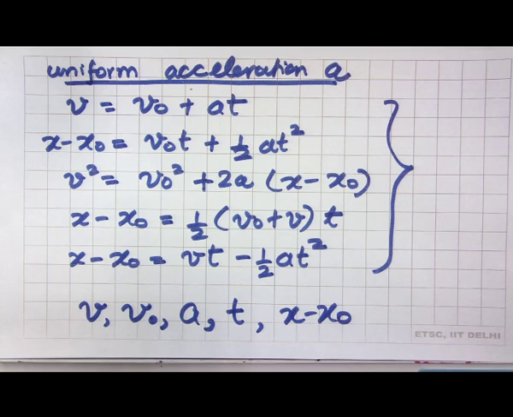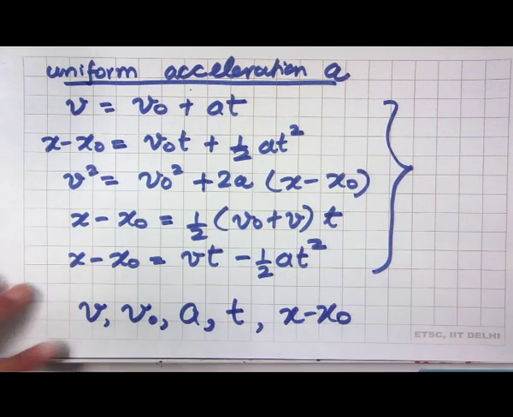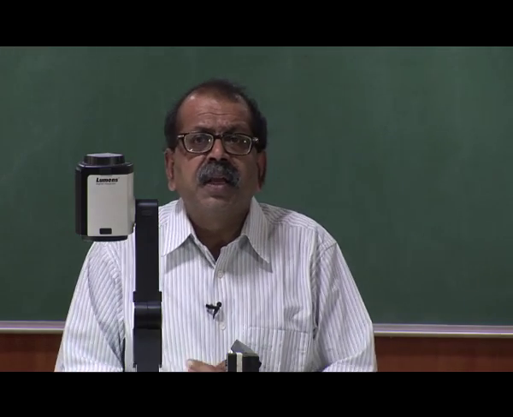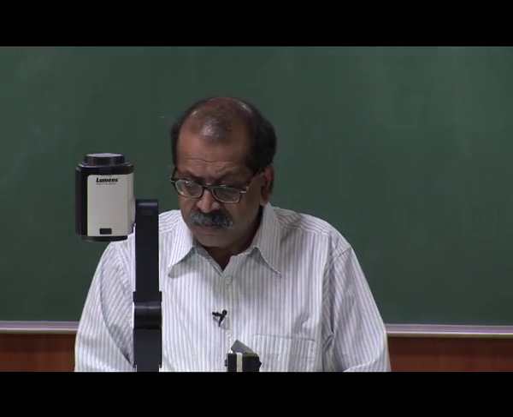And sometimes for the displacement, instead of x minus x0, you will find the symbol s being used, and so people remember these formulas: s is equal to v0 t plus half a t square. Let us take an example now.